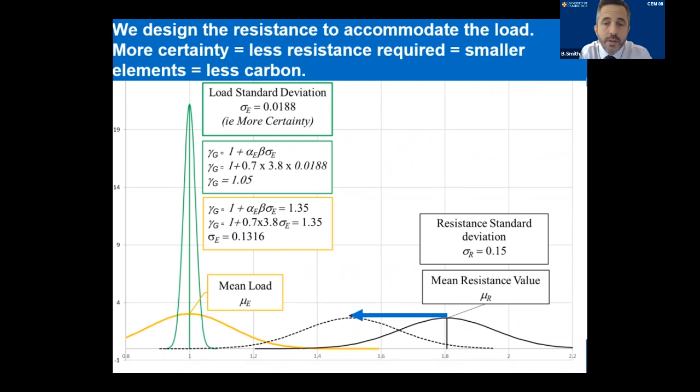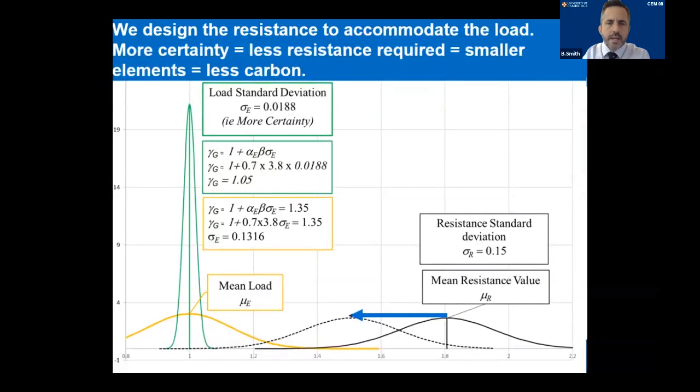The mean load has not changed, but our certainty of the load has increased in the same way that we are all sure about the time. Now look at the required design resistance showed by the black line. It shifts to the left to reflect the higher degree of certainty shown in the green, meaning smaller structural elements, less cost and less carbon.